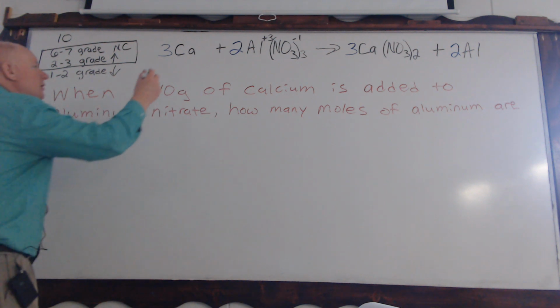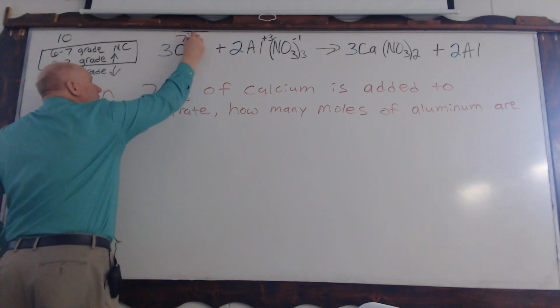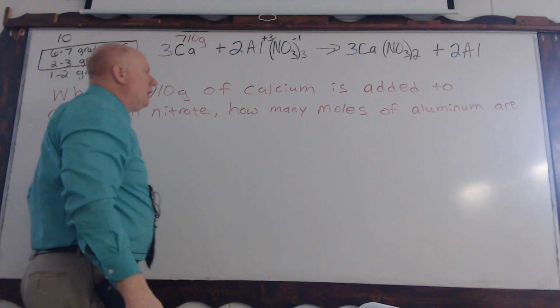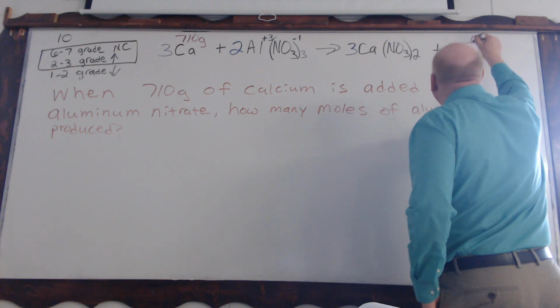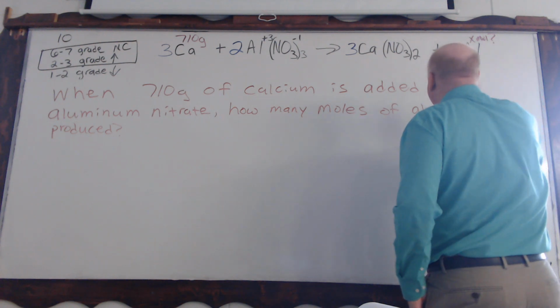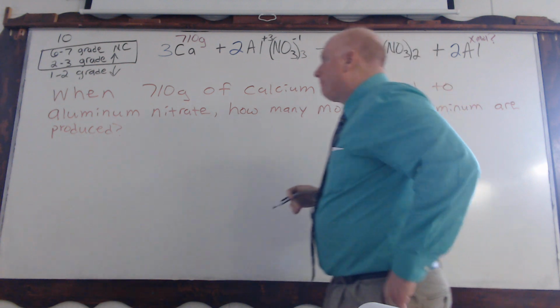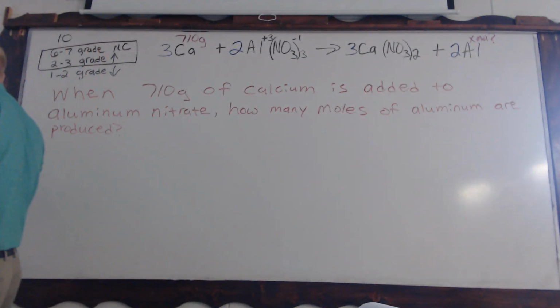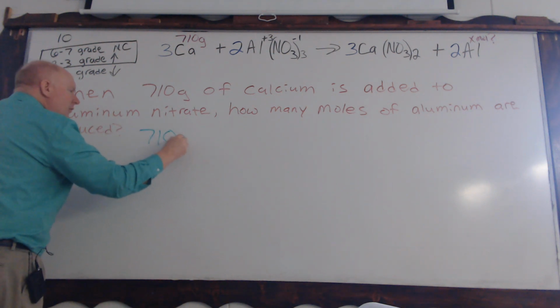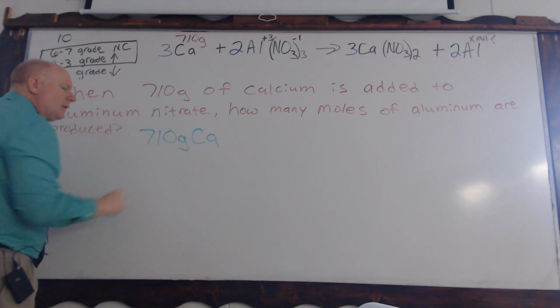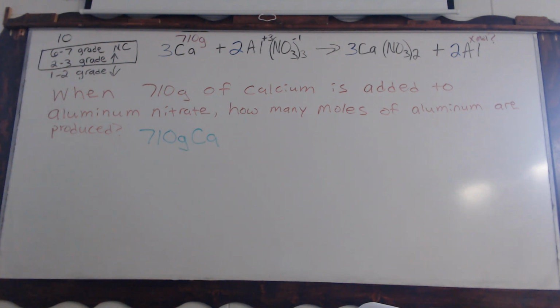Okay, 710 grams of this. So on this side, it's asking for how many moles of aluminum, X amount of moles. We don't know. All right, so just like last semester, the very first thing that you would do when you have grams, you're probably going to change it to what? So 710 grams of calcium. Okay, that is our first step.